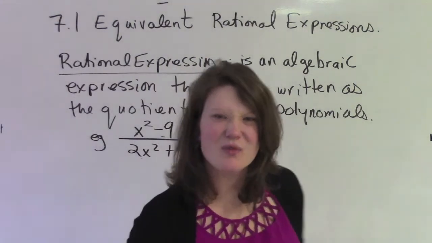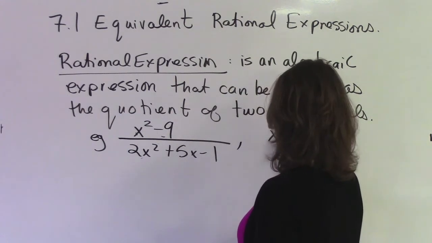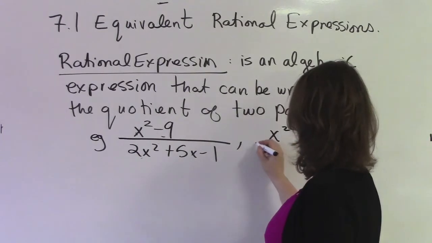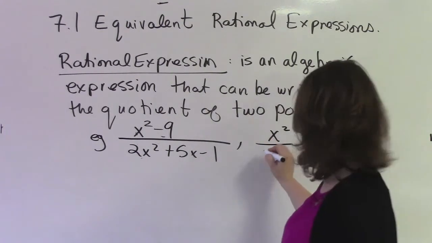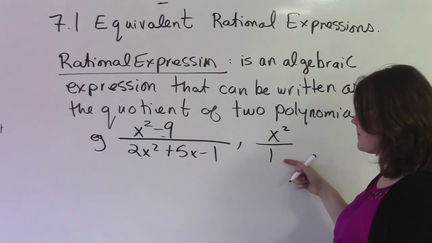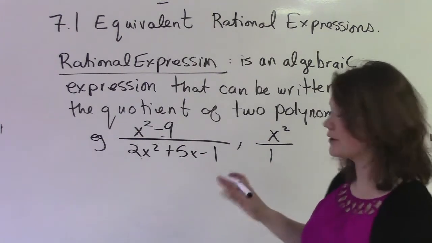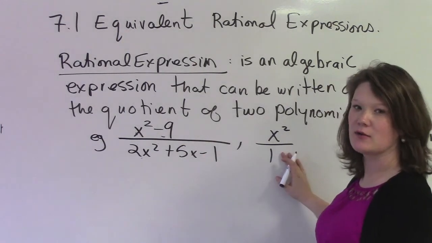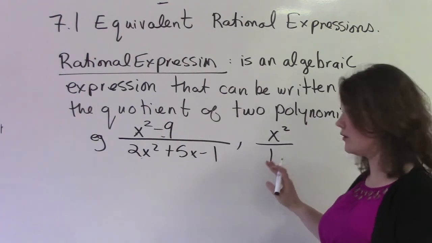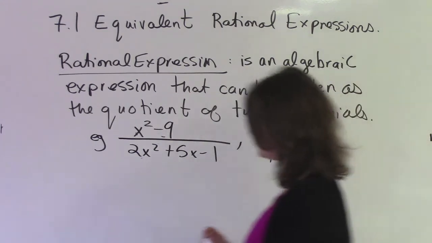Here's another one though. x squared. Why? Because we can always say that x squared divided by 1, all of a sudden we have a quotient of two polynomials. Okay? This has many terms. Well, it has one term, and this has one term. Remember, a constant function is still a polynomial, or a constant expression is still a polynomial.